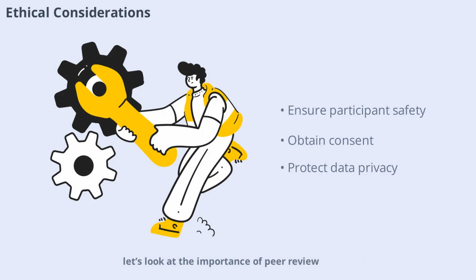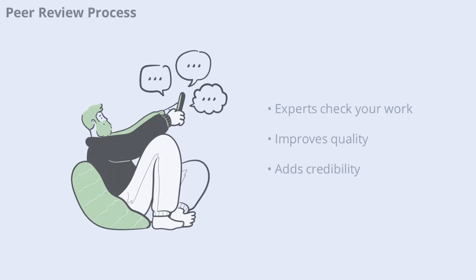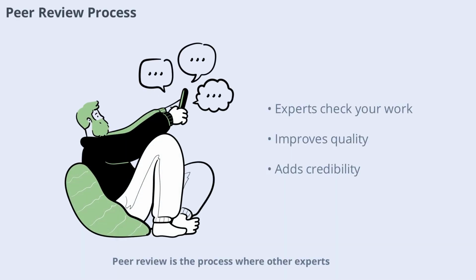Next, let's look at the importance of peer review. Peer review is the process where other experts evaluate your experiment and findings before they're published. This helps catch errors, improve methods, and ensure the quality of scientific research. Peer review adds credibility to your work and helps maintain high standards in science. It's an important step before sharing your results with the wider community.